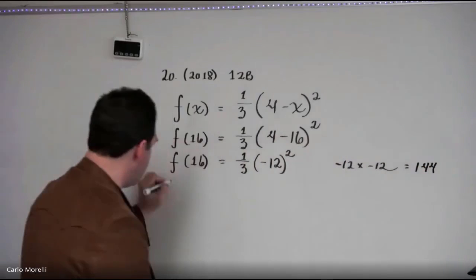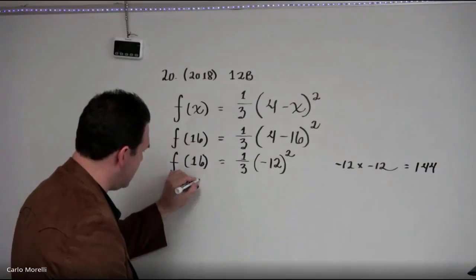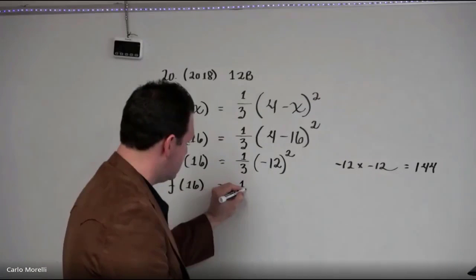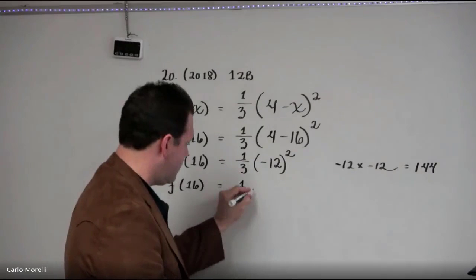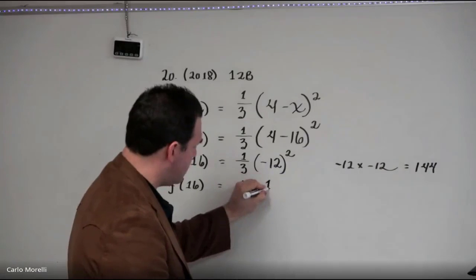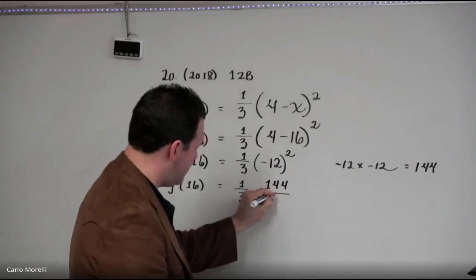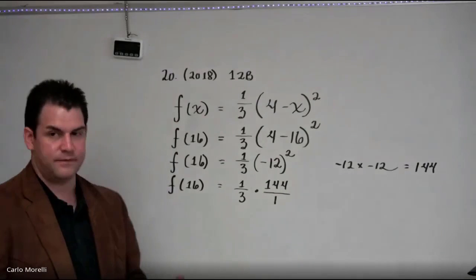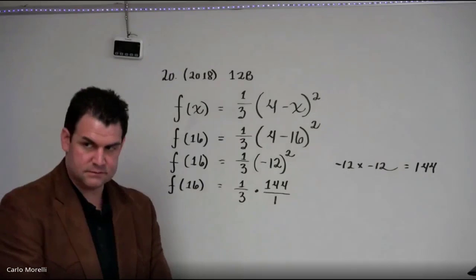So now I go back and write again, f of 16 equals 1/3. And now I don't need the parentheses. I just need to put a times dot. And then in the numerator section, I need to write 144 over 1. And so essentially this becomes a division problem. It's 144 divided by 3. Okay?